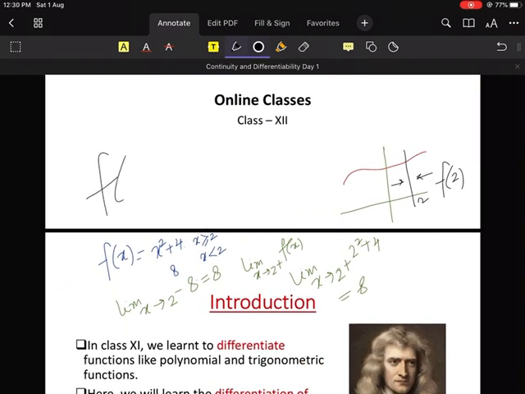Can you tell me what is the value of the function at the point 2? What is f of 2 equal to? Let's see. Very, very good. Just put 2 in here. 2 square plus 4, that is 8. So is the function continuous at 2?